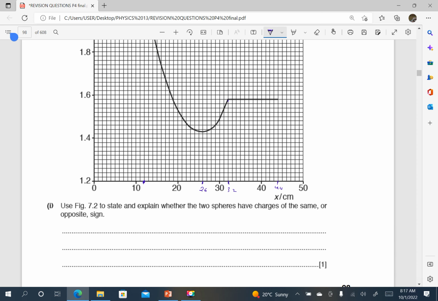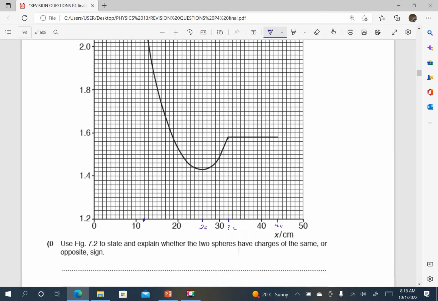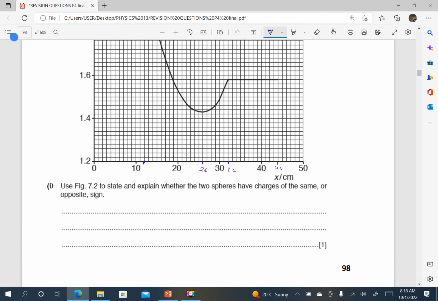Okay. Use the figure to state and explain whether the two spheres have charges of the same or opposite signs. You see that the potential is always positive. So the signs are the same, because if the signs are the same, potential is the same. Potential is always positive, but the electric field strength changes direction. So these ones have the same sign. Same sign, reason: same sign of charge, since potential is always positive.